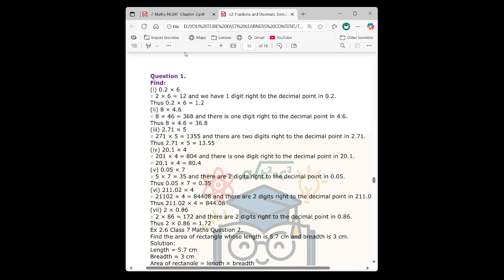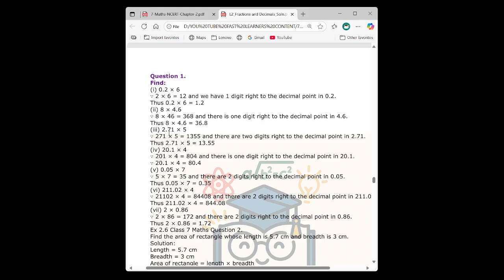See, here we have to multiply this in the first question. So just multiply and put the decimal point like this, 1.2. Here 8 multiplied by 4.6. So just multiply and cut one decimal point, one decimal place from the back.